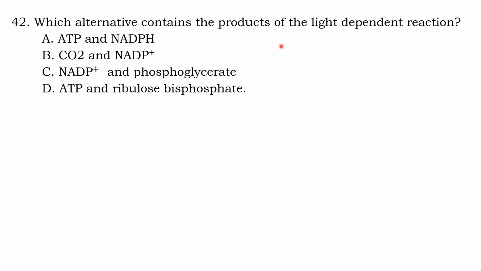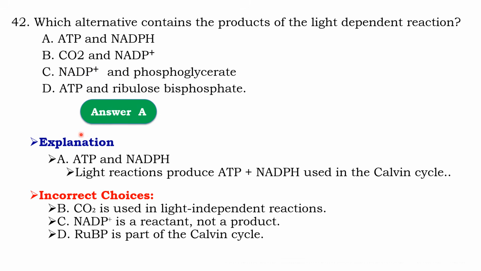A. ATP and NADPH. B. Carbon dioxide and NADP plus. C. NADP plus and phosphoglycerate. D. ATP and ribulose bisphosphate. So the answer should be A, ATP and NADPH. It means that the light reaction produces ATP and NADPH, used in the Calvin cycle.